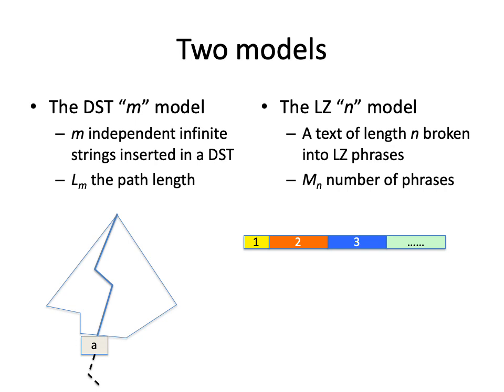Therefore, to analyze this algorithm, there are two models in parallel. I would say not in competition, but in parallel, because they are complementary. The first is the DST-M model: M because we consider M independent infinite strings inserted in the DST, and L sub M is the path length. And in the LZ-N model, we consider a text of length N, which is broken into Lempel-Ziv phrases, and M sub N is the number of phrases.